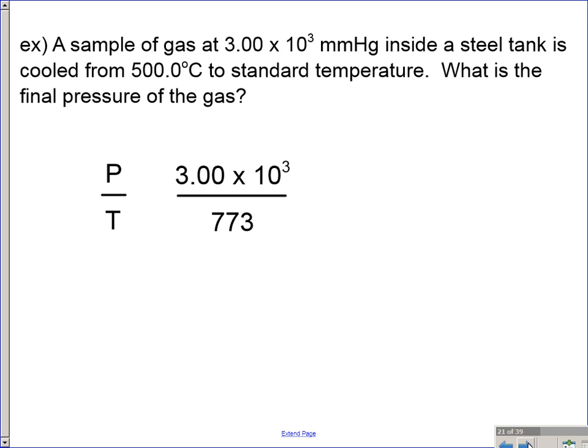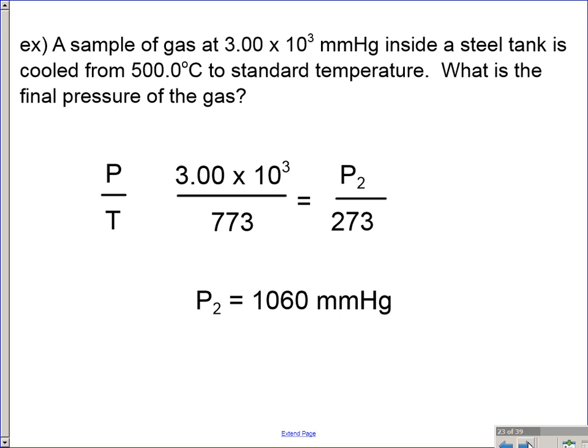To find our final pressure, we don't know the final pressure, but we know that the final temperature is standard temperature, which remember is 273 Kelvin. So you can cross multiply to solve this, and you find that that second pressure is going to be equal to 1060 millimeters of mercury.